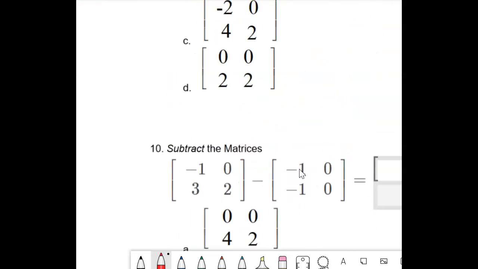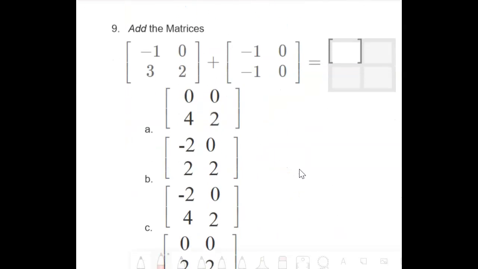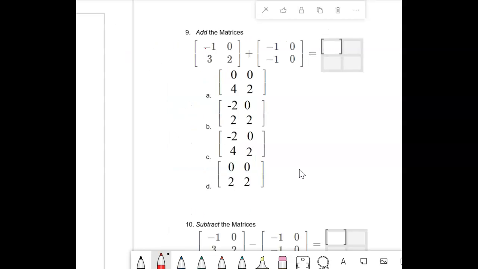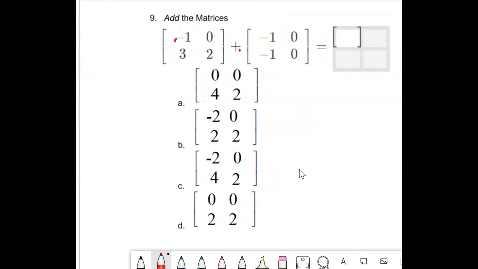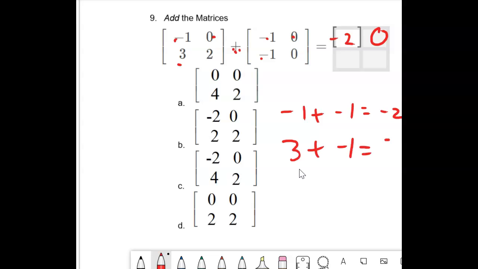Oh, whoops, over here. Okay, let's add the matrices. Zoom in, please. Okay, -1 plus -1 is -2. And if you're not sure about some of these, use your calculator. Okay, 0 plus 0 is 0. 3 plus -1 is like 3 minus 1. It's 2. And then 2 plus 0 is 2. All right. -2, 0, 2, 2. There you go.